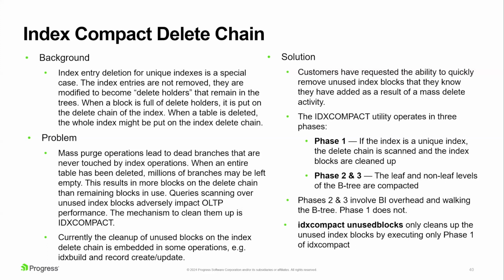The index compact utility operates in 3 phases, and in phase 1, if the index is a unique index, the delete chain is scanned and the index blocks are cleaned up. So what we have done is added the option to index compact, the option unused blocks, which will only clean up the unused index blocks by executing only phase 1 of index compact. That way index compact doesn't have to proceed through phases 2 and 3, which are much more expensive because they involve BI overhead and walking the B tree.